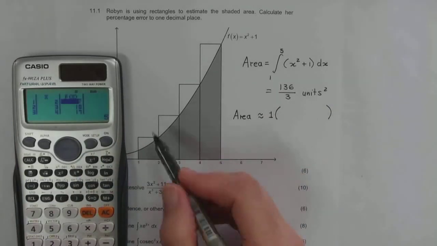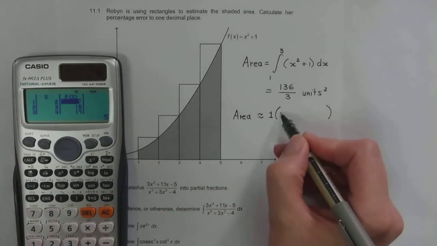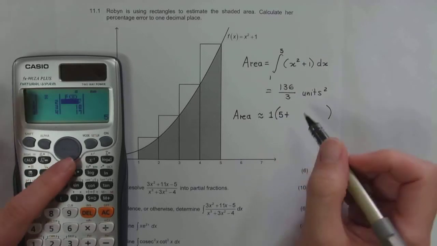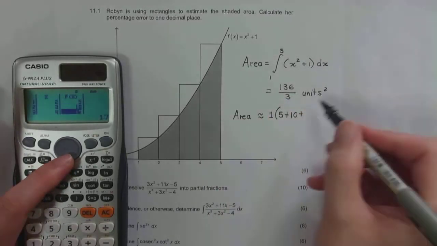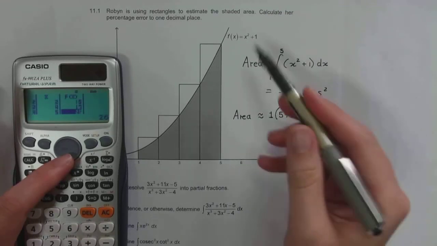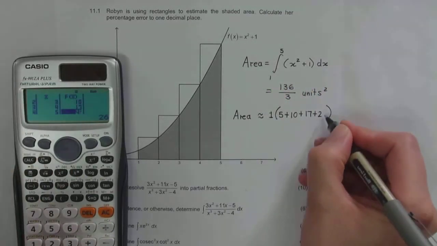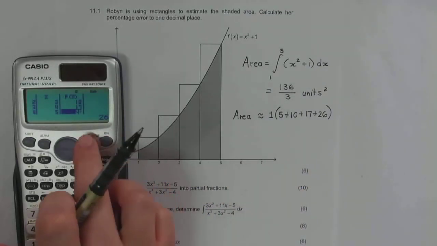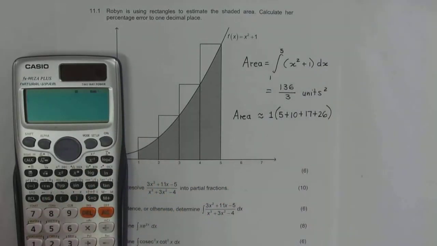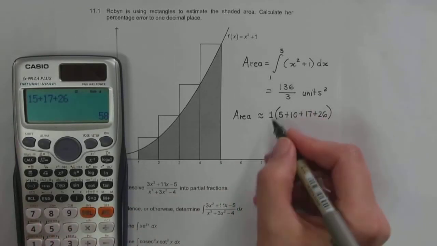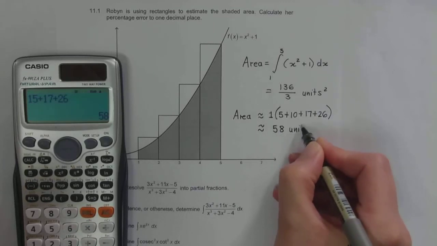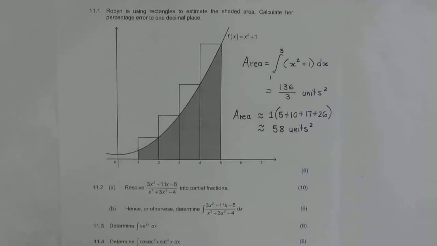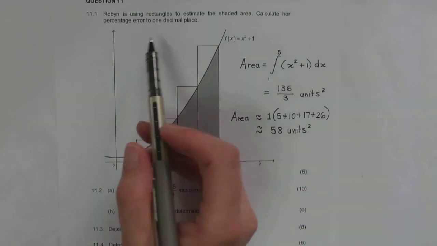So this one has a height of 5, this one has a height of 10, this one has a height of 17, and this one has a height of 26. I can then just add these: 5 plus 10 is 15, plus 17 plus 26. So that means my approximate area is 58 units squared. Good. Now I still need to answer the question: what is my percentage error?